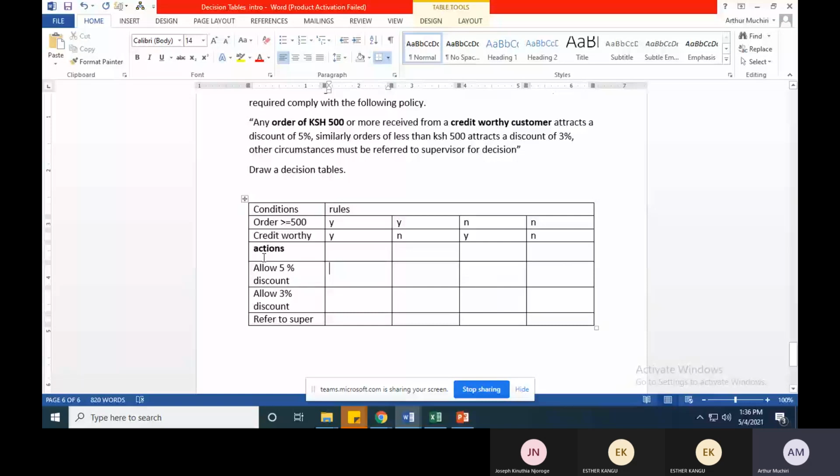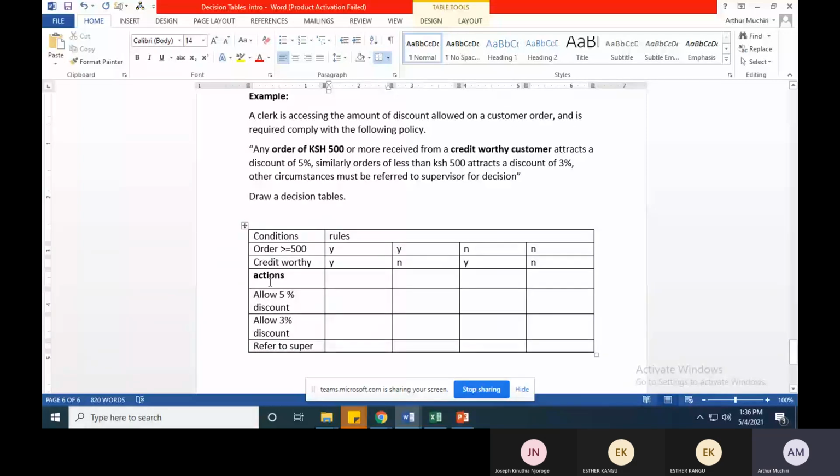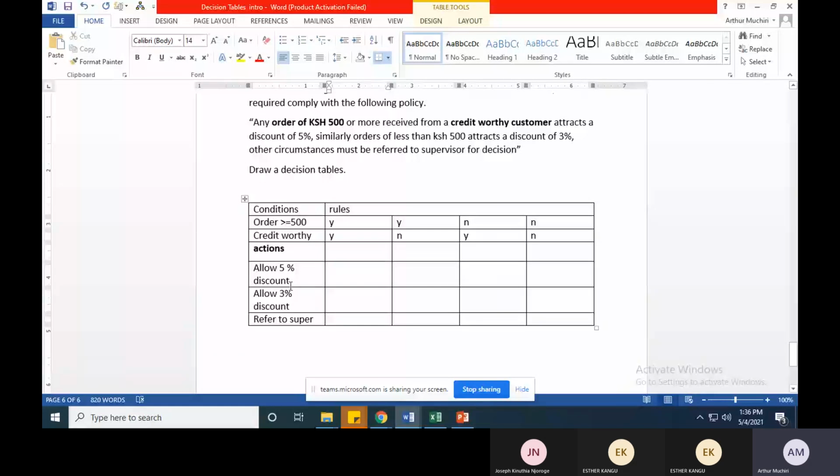So we are checking whether we're going to allow this person a 5% discount, or whether we're going to allow this person 3% discount, or whether we're going to refer the person to the supervisor. So this person here, orders of 500 or more received from a credit worthy customer attracts a discount of 5%, sorry. So what we're going to do here, we're going to say this person here has an order of greater than 500 and also is credit worthy. So are we going to allow him a 5% discount, or a 3% discount, or are we going to refer him to the supervisor? Of course, in our case, he's just going to automatically be allowed a 5% discount.